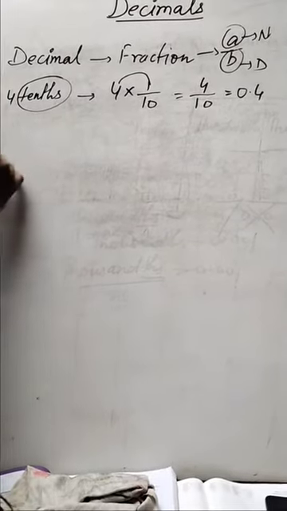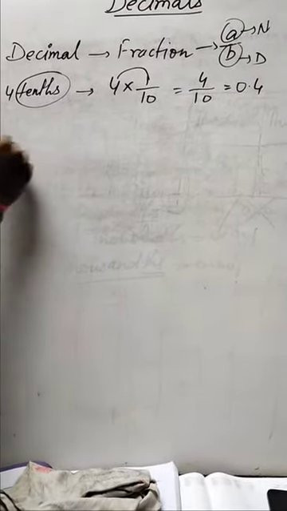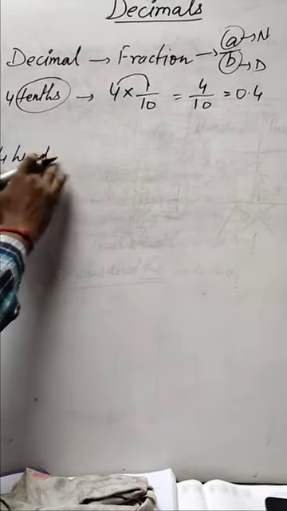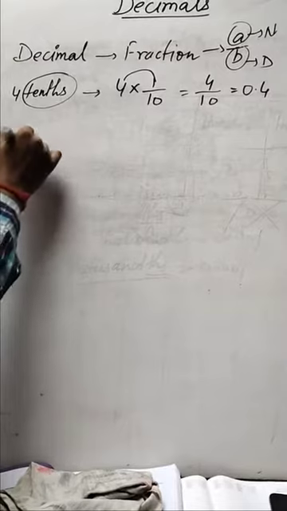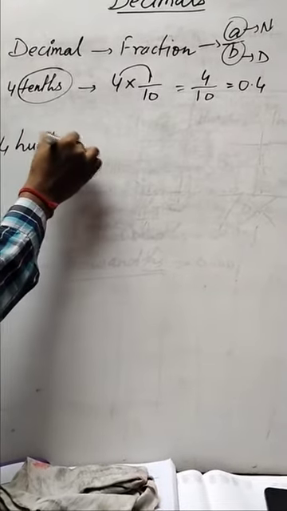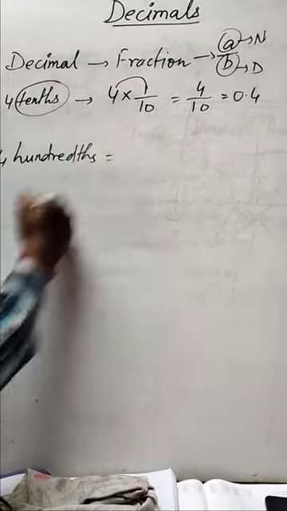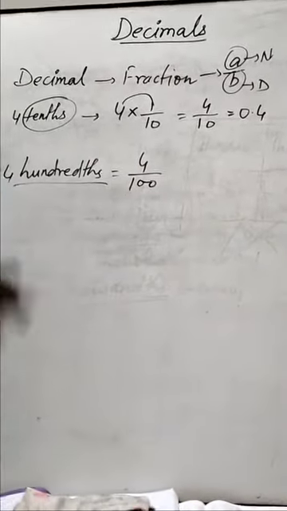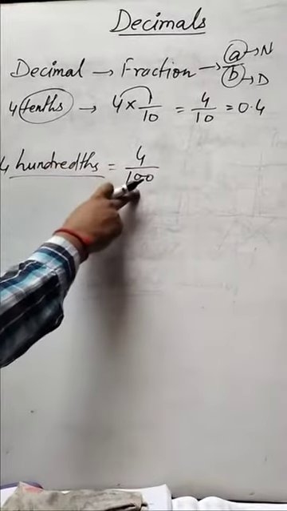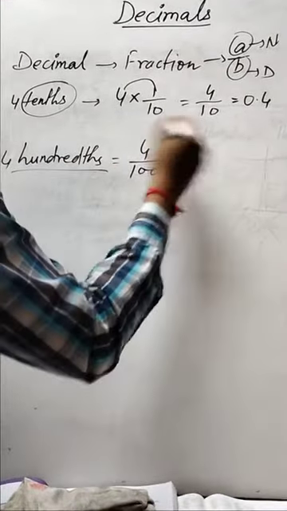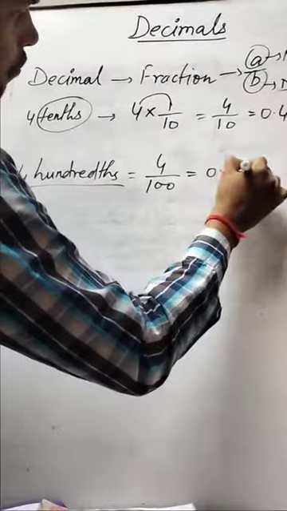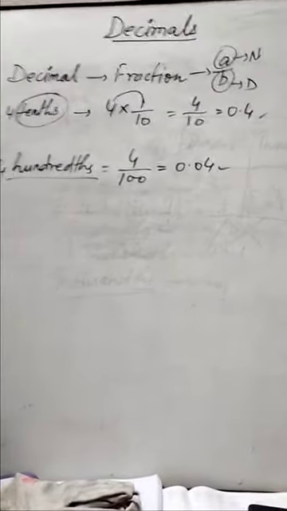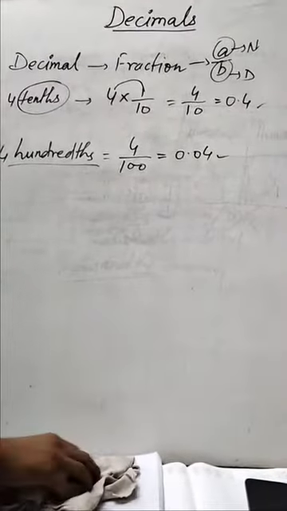Next, if the number is 4 hundredths, how will you write? 4 upon, you know, hundredths means 100 times smaller, it means the denominator will be 100. So now you will convert this to 0.04. So this is the way you can change your numbers into decimal form.